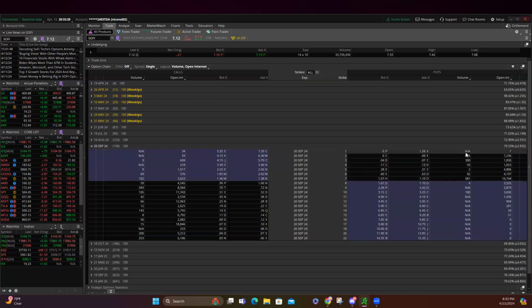Look at the put side. Nothing on this side. So my guess, if we see the option chain, is that it's betting that this thing is going to go up.